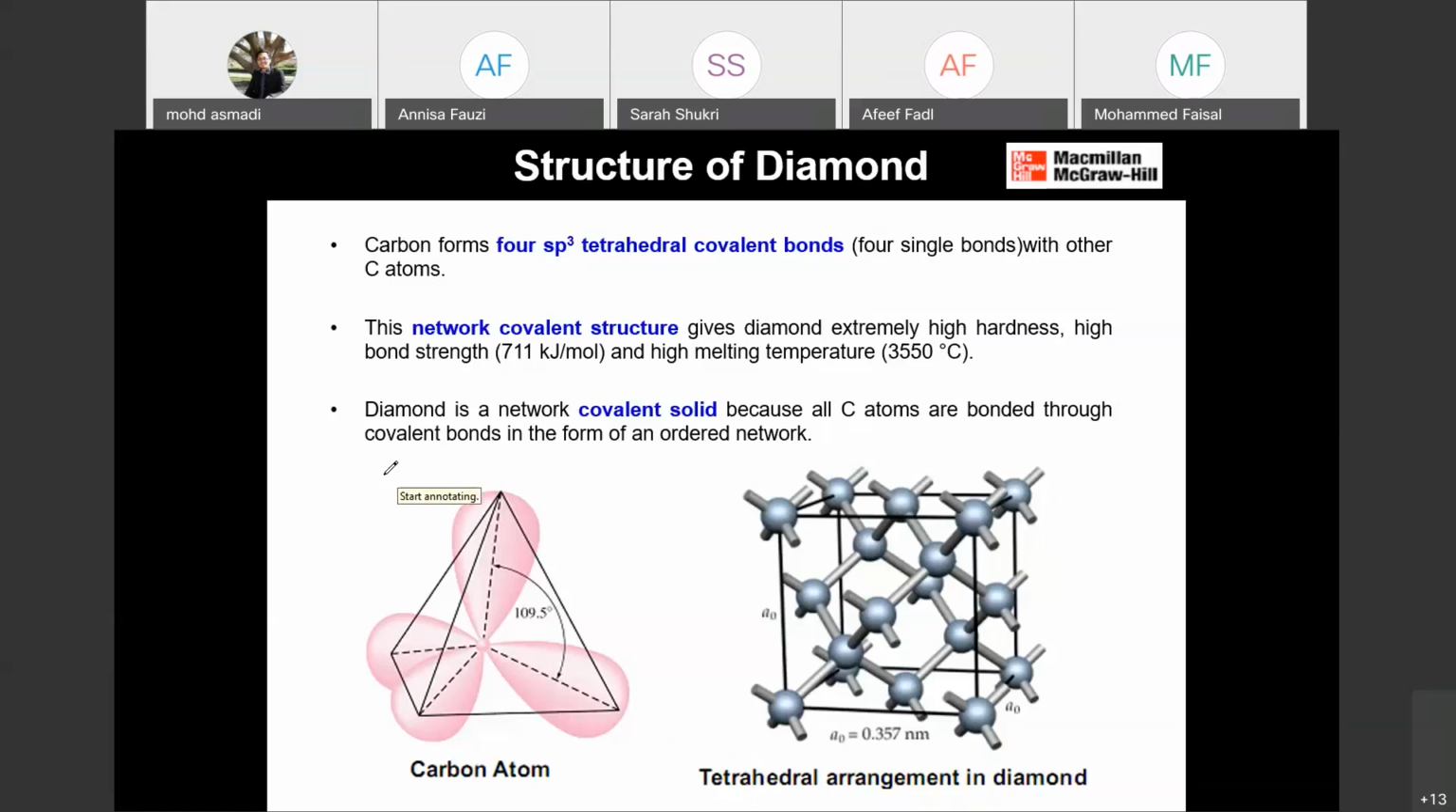Valence shell electron pair repulsion. So we can predict the geometry of the molecules. Actually, it depends on the bonding pairs as well as the lone pairs. This theory is based on the repulsion between electron pairs in the valence shell of the atoms.